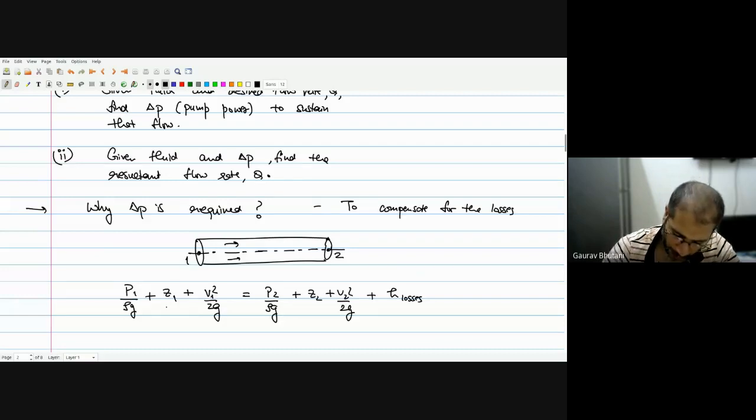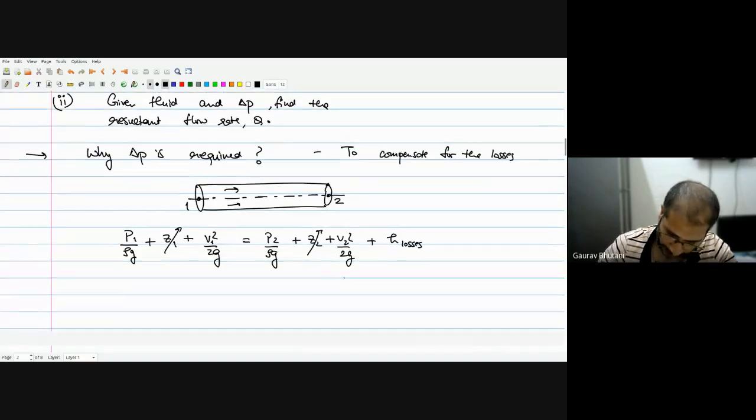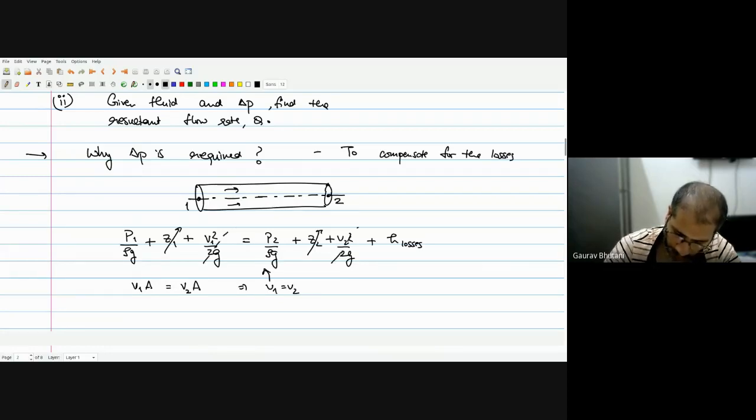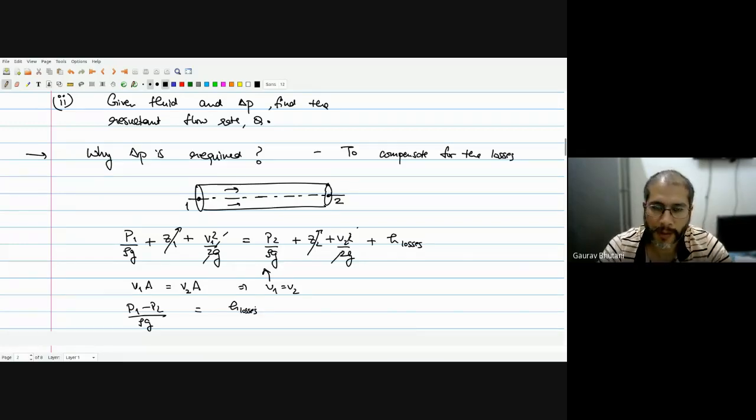Now in this case, let's assume that the pipe is horizontal. So Z1 and Z2 are the same, and by the application of the continuity equation, we can say that the area times velocity at 1 is the same as the area times velocity at 2. So that means V1 is equal to V2. So from that, we can say that these two also cancel out. So basically what we get is (P1 minus P2) by rho g is equal to the losses.